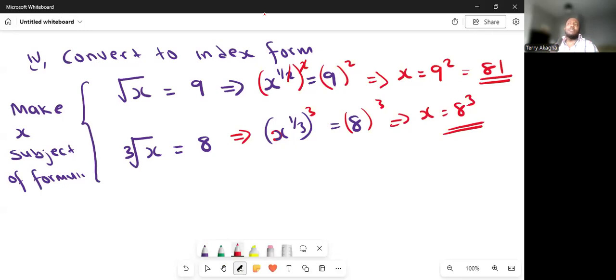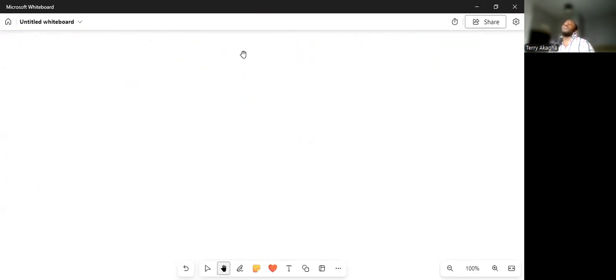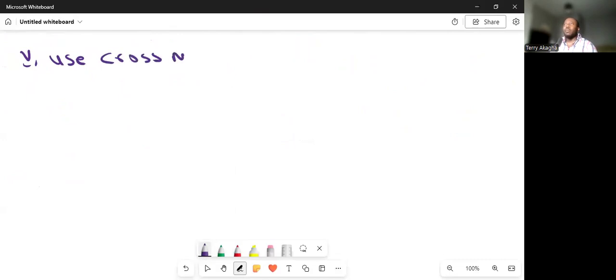And there's another very, very common one. I think I have to mention it here as well, which is cross multiplication. In some cases, you might be asked to do cross multiplication. Let me just add that as number 5. It's another method that you might end up using.